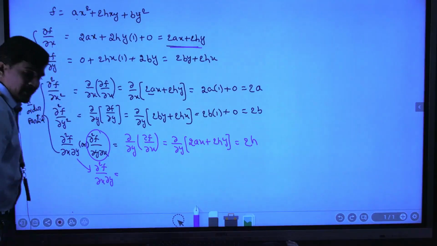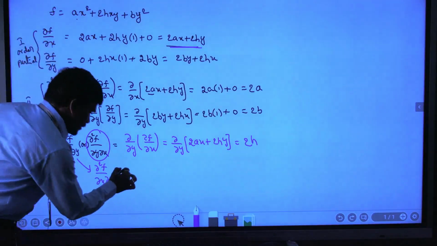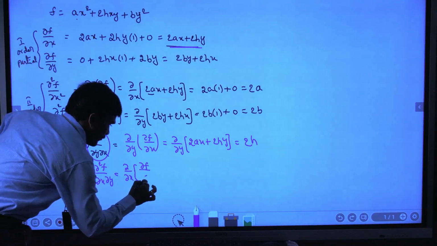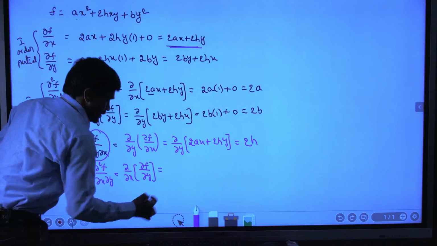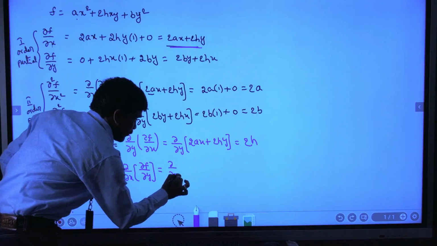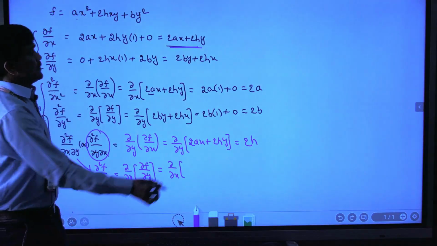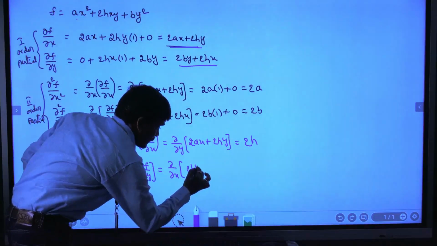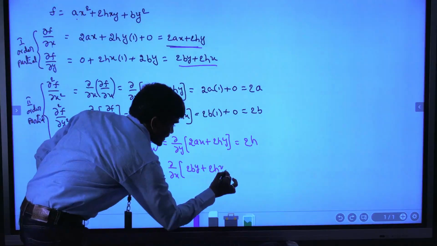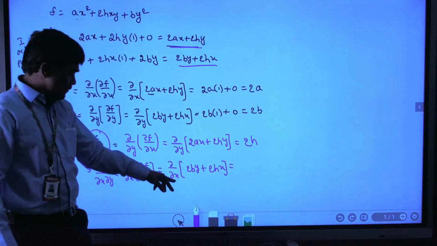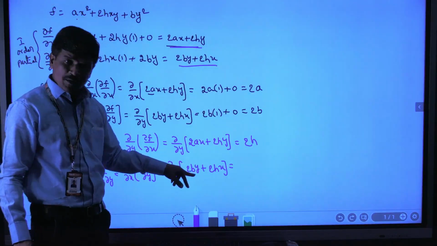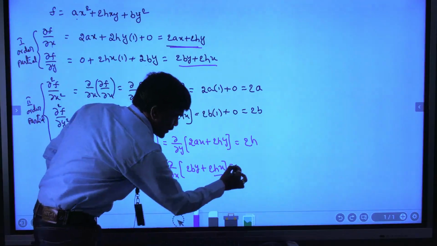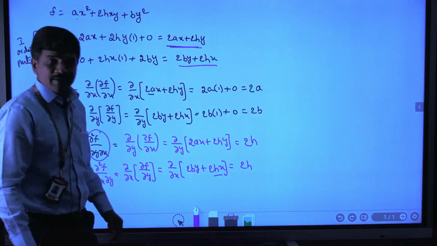Now this one. What is ∂²f/∂x∂y? This can be written as ∂/∂x of ∂f/∂y. Right here, what is ∂f/∂y? Here ∂f/∂y is 2by + 2hx. Now with respect to x, 2by is a constant, so its derivative is clearly 0. For 2hx with respect to x, 2h is constant and the derivative of x is 1.